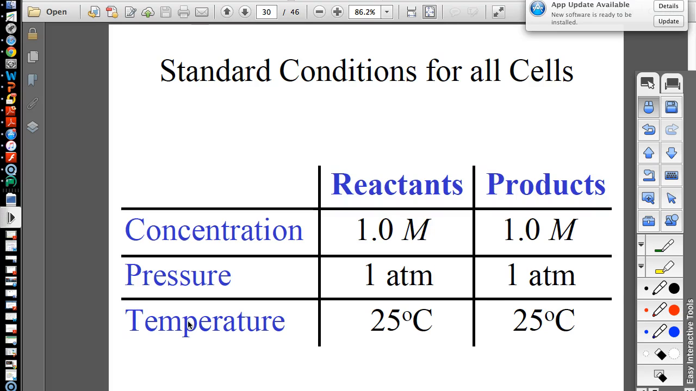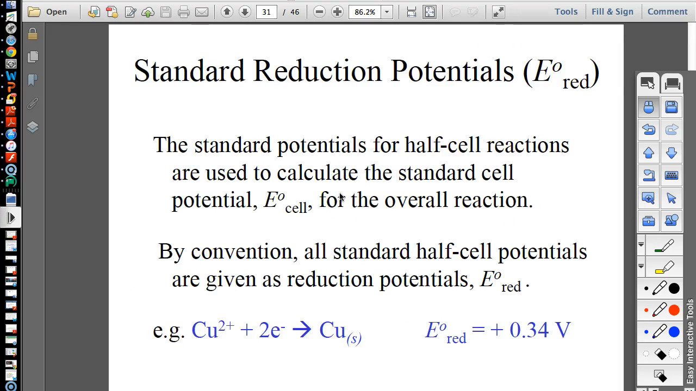Let's check it. 1.07. It should be 1.1. So that's pretty close. But is this room 25 degrees? Is it 1 ATM in here? Those were 1 molar solutions, so I'm pretty impressed with that, right? I kind of feel proud of myself. So anyway, it's working out. And I'll show you the math behind that.